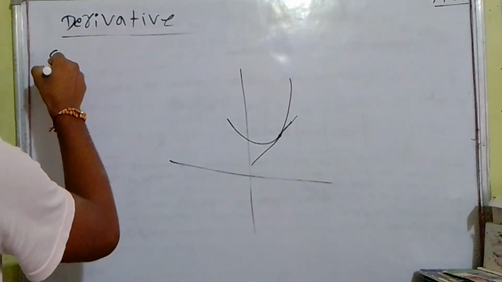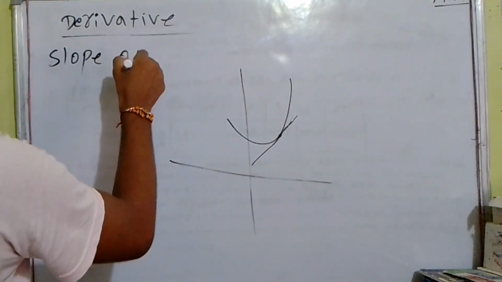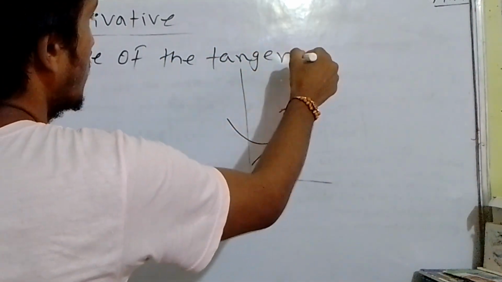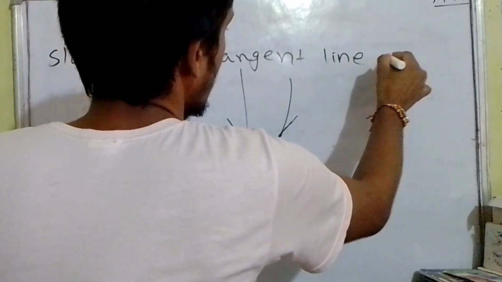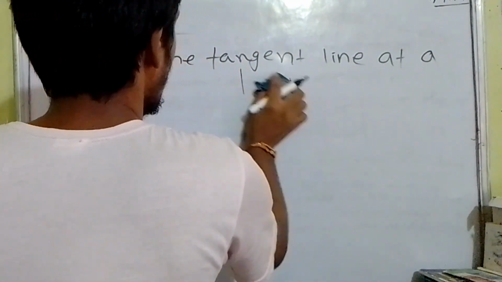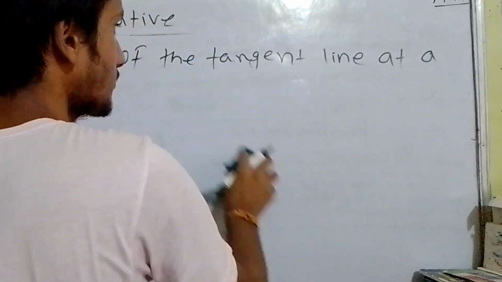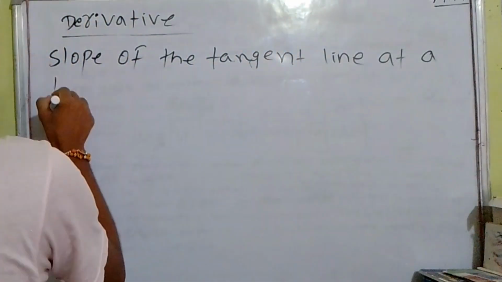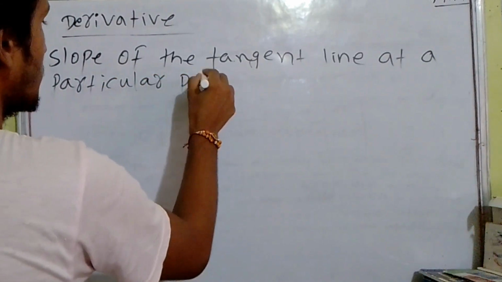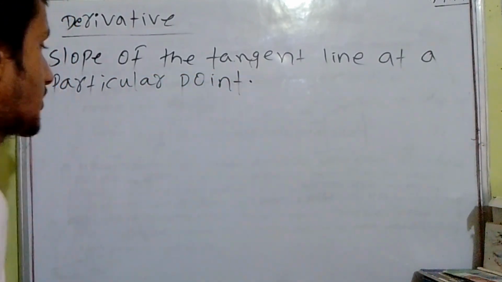Let me write it here. Slope of the tangent line at a particular point. This is what a derivative is.